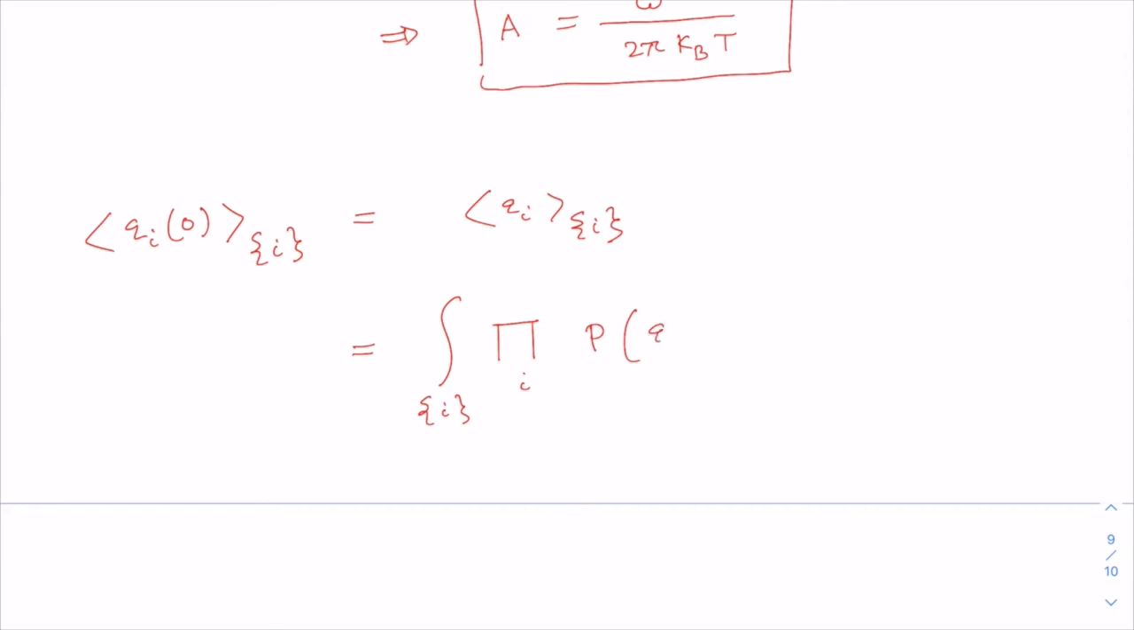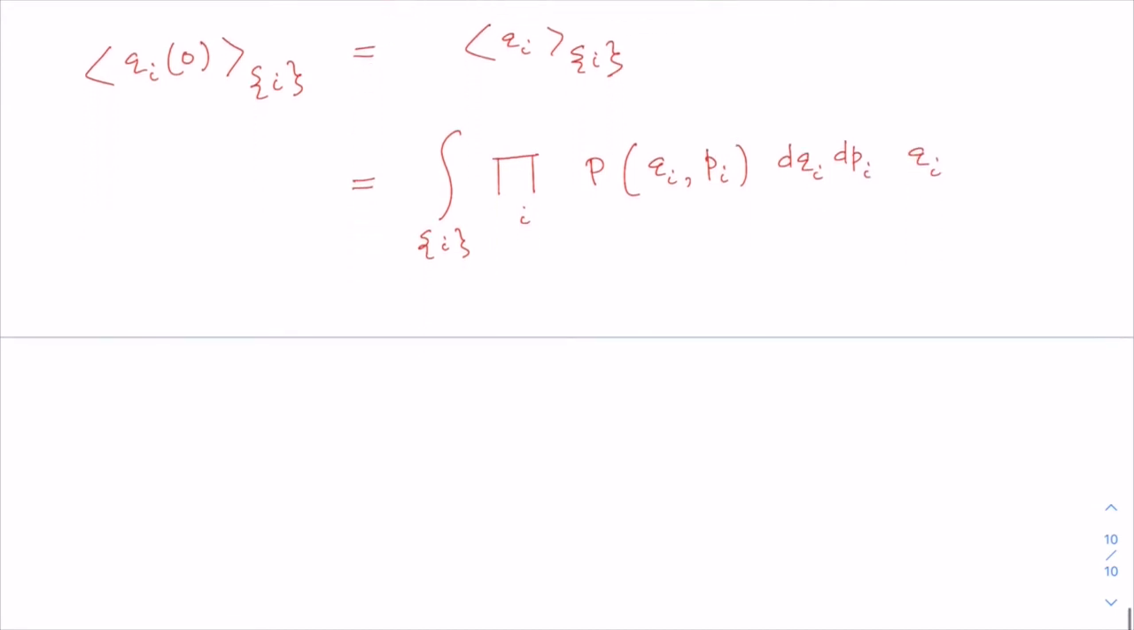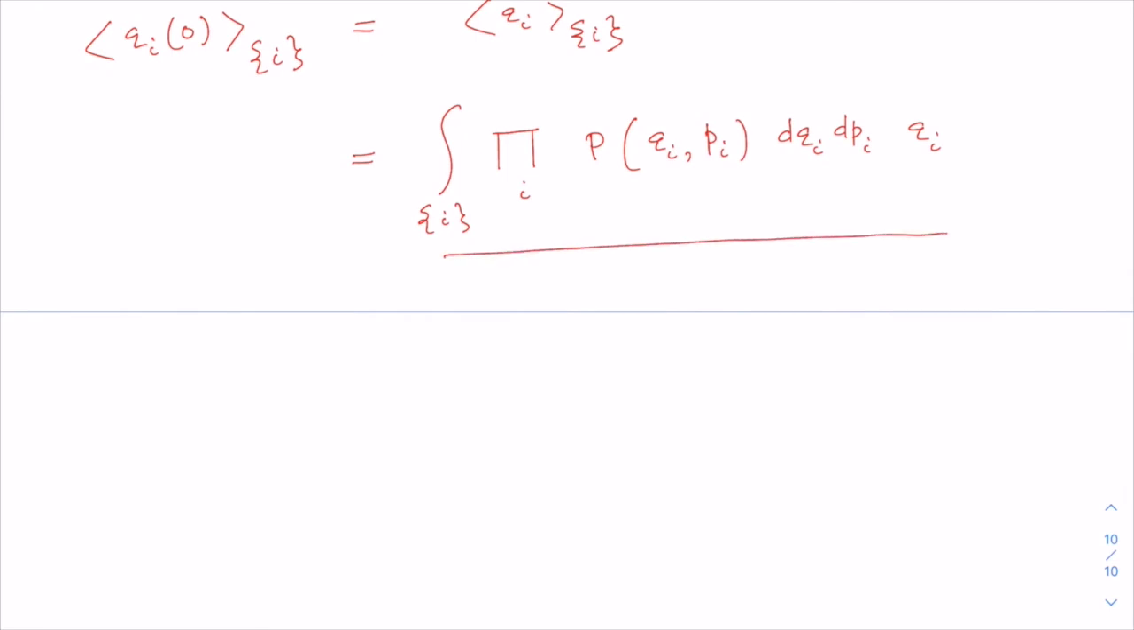P, this is probability, the probability function of QI, PI, and we have here DQI, DPI, and of course we have also QI. QI is the variable. Now let me explain this particular term. So we have many variables, and suppose the first variable is say Q1, and the corresponding probability function for that is a function of Q1, P1, and then we have DQ1, DP1, and then we have probability Q2, P2, and then we have DQ2, DP2, and so on.